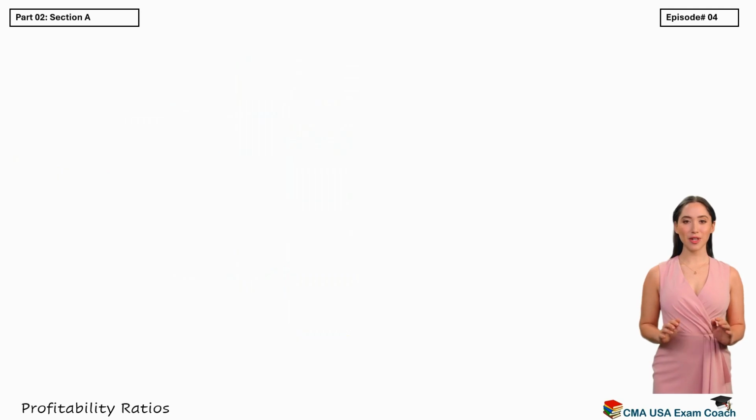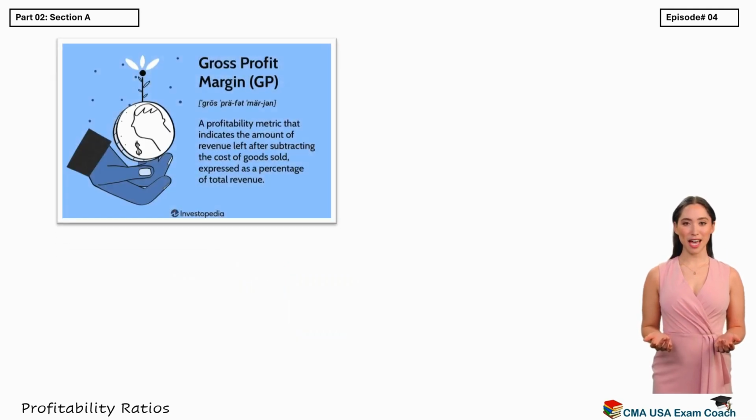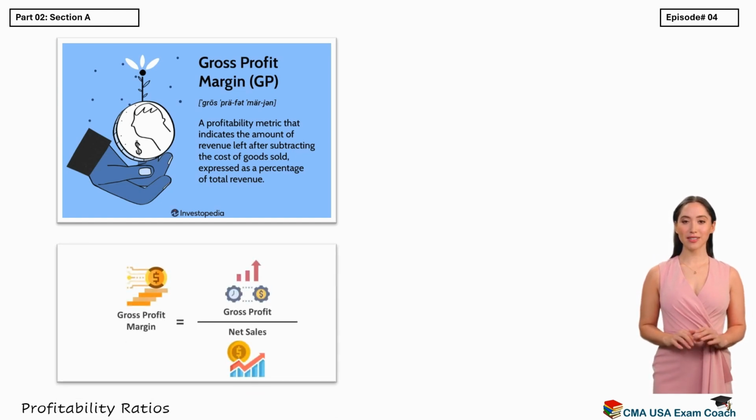Now, let's look at the gross profit margin ratio, an important indicator of a company's core profitability. This ratio shows the portion of revenue that remains after subtracting the cost of goods sold. It helps us understand how efficiently a company produces its goods and how much profit it retains before covering other expenses. Formula: gross profit margin ratio equals gross profit divided by sales times 100.